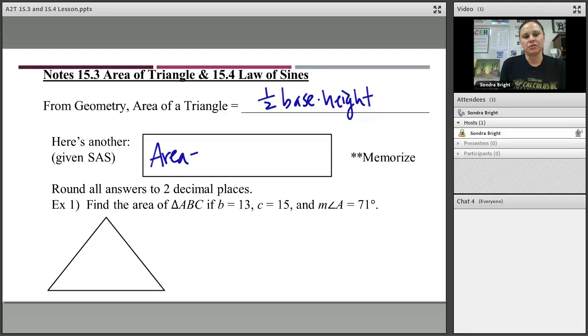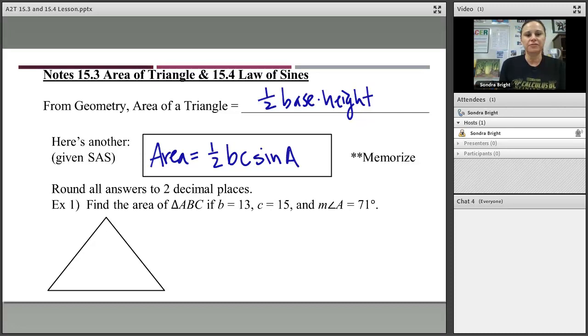the area of the triangle, you did learn this before, is 1/2 times side B times side C times sine of angle A. Angle A will be the angle in between side B and side C. So you definitely need to memorize that. And let's just do an example. We're going to round all of our answers to two decimal places.